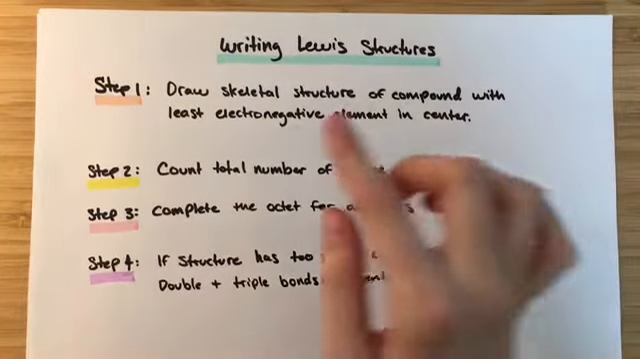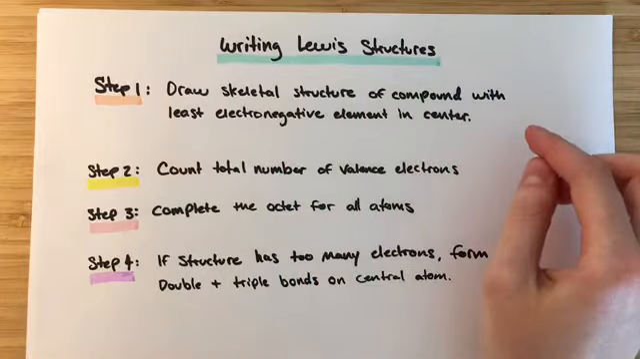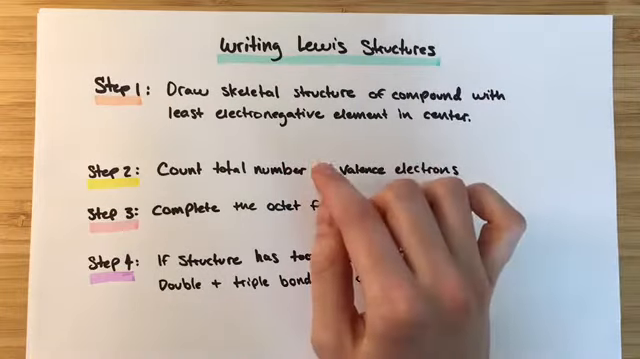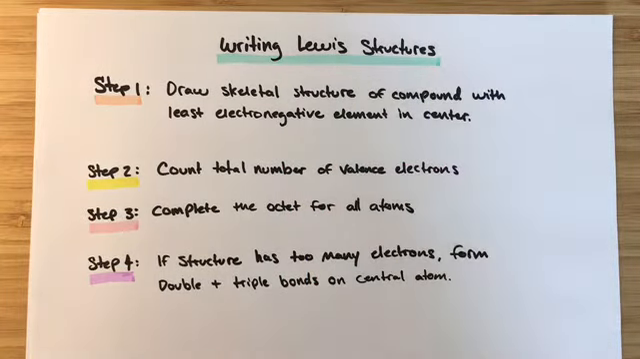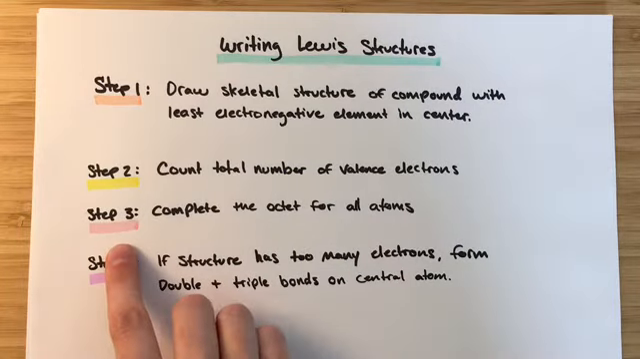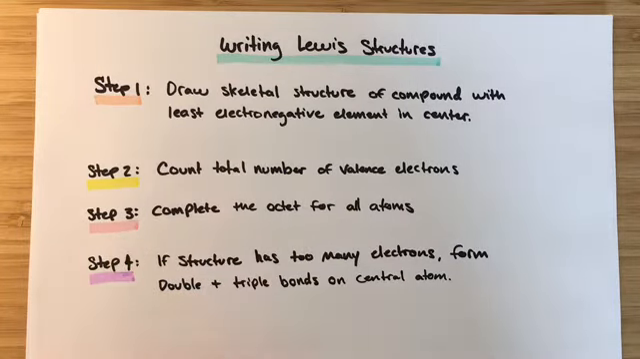Step 1 is to draw a skeletal structure of the compound with the least electronegative element in the center. Step 2 is to count the total number of valence electrons. Step 3 is to complete the octet rule for all the atoms. And step 4 is kind of like an extra step: if the structure has too many electrons, form double and triple bonds on the central atom.